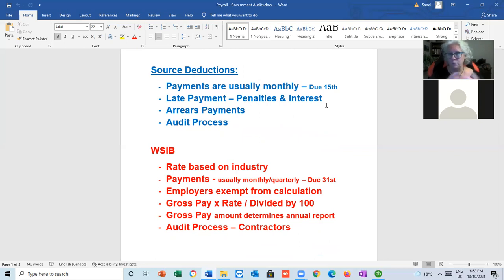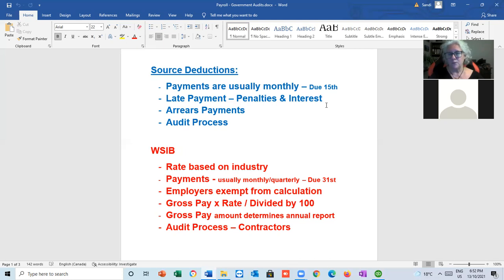WSIB on the other side is rate based per industry. So you will apply for WSIB, and in your application you're going to say what industry you're in, and you're going to pick the closest one, and then they'll give you a rate. The payments are usually monthly or quarterly. I've seen the manual as well, but whether they're monthly or quarterly, they're due the 31st of the month that they're due. Employers are exempt from calculations, so if you are the business owner, you don't have to include your wages in this. You can subtract them off.